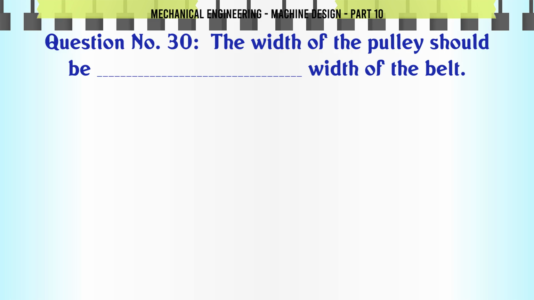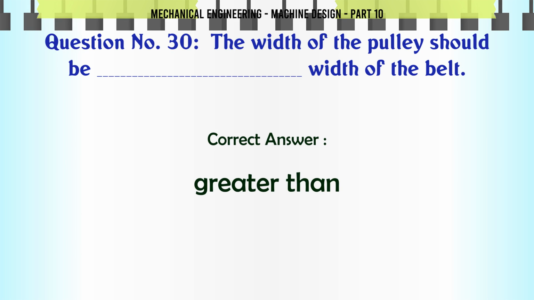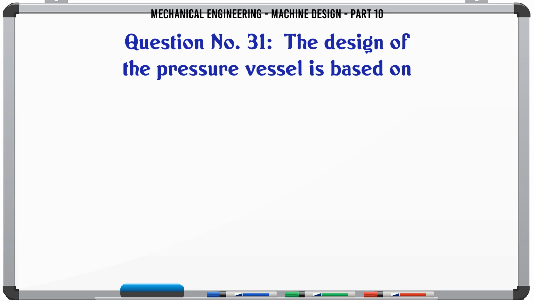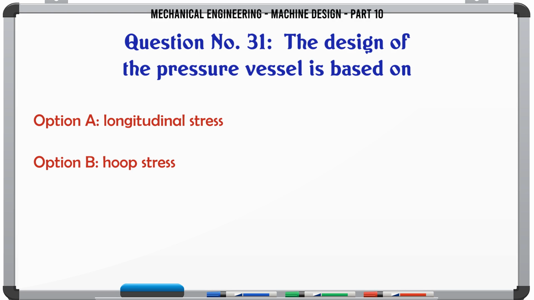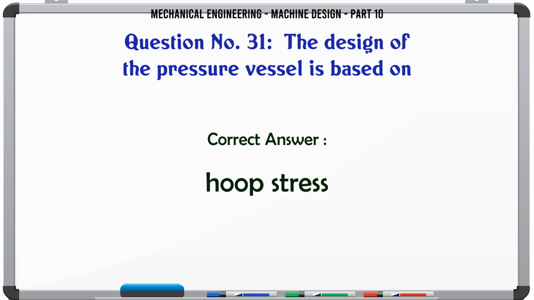The width of the pulley should be the width of the belt. A, equal to; B, less than; C, greater than. The correct answer is greater than. The design of the pressure vessel is based on A, longitudinal stress; B, hoop stress; C, longitudinal and hoop stress; D, none of these. The correct answer is hoop stress.